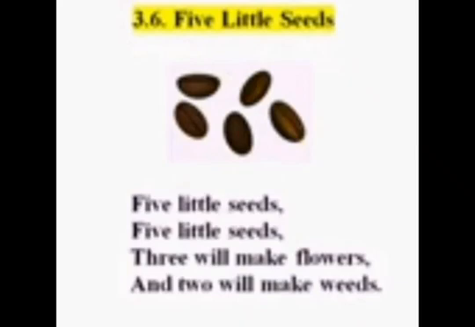So are you attentive? Five little seeds. Three will make flowers and two will make weeds. Children, here the poet is telling us about the five little seeds. Seeds are usually small and therefore he calls it little seeds. And the poet already knows what these seeds are of which tree. That means these seeds will grow into which plant. The poet already knows that three are flowers and two will be weeds.